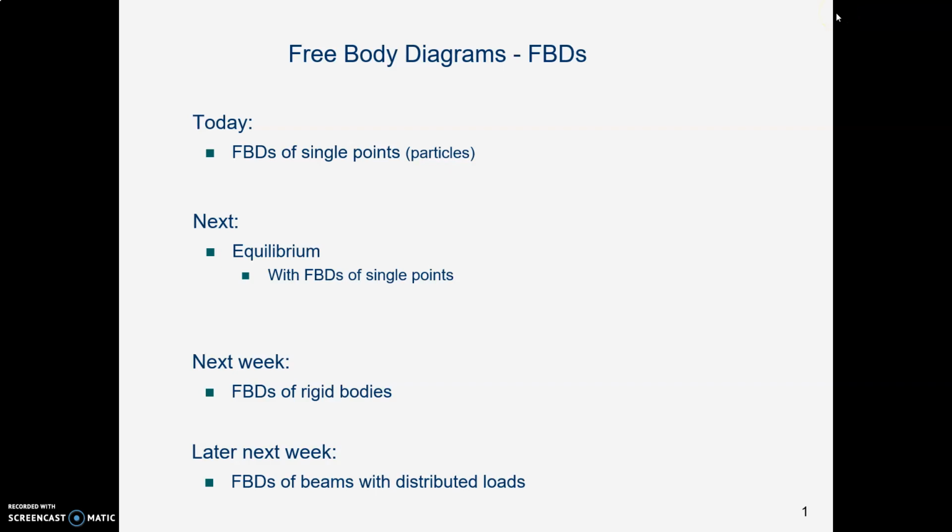Now we're going to start talking about free body diagrams of different forms. Today we'll talk about free body diagrams at single points. Next time we'll keep looking at free body diagrams, but we'll do a little more with equilibrium. Then next week we'll look at free body diagrams of rigid bodies, in other words beams. And then later we'll look at what if those beams have distributed loads, like flooring.